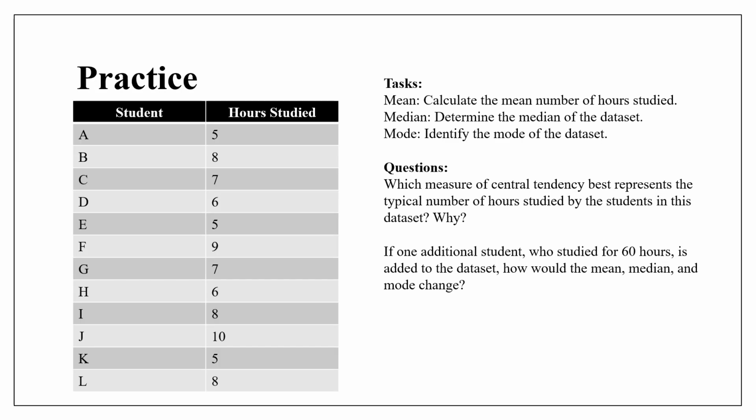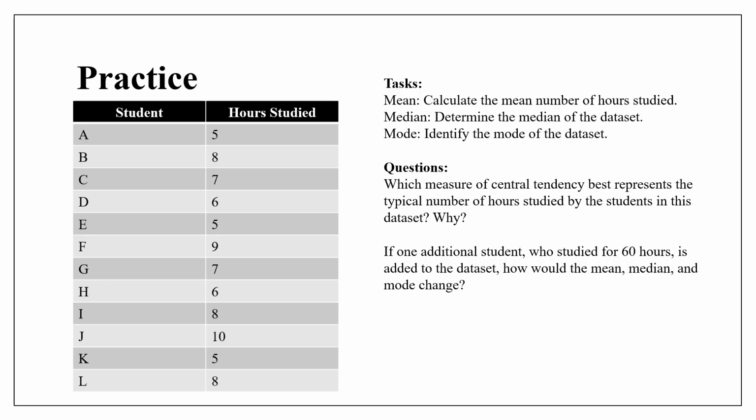Okay, so here we have this practice problem. Please pause here for a couple of minutes and go ahead and do this particular task. You have a data set here that has students A to L, and it's indicating how many hours they study for, I don't know, an exam or something like that. Your task is to calculate the mean, the median, and the mode for this specific data set. Again, we just talked very quickly about what the mean, median, and mode stand for and how to calculate them.